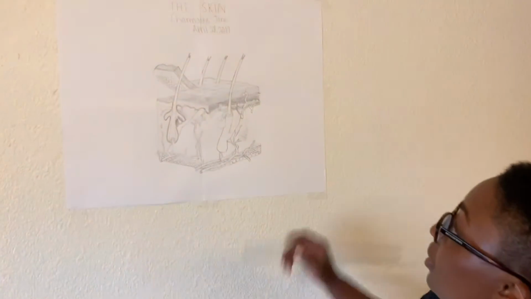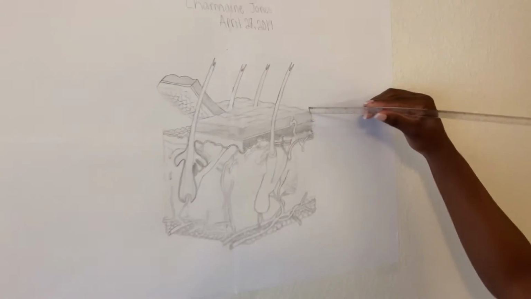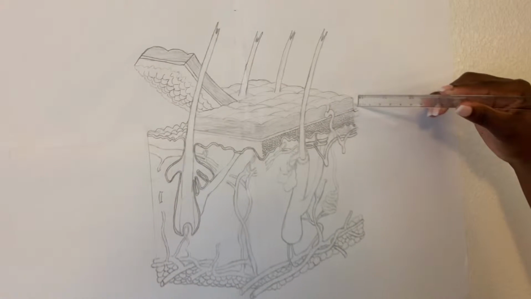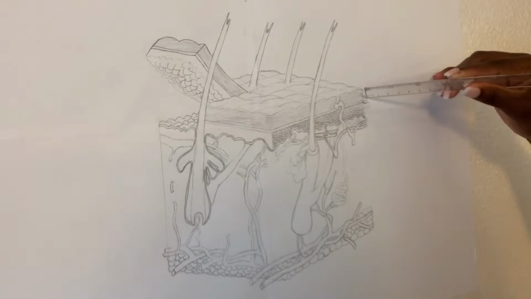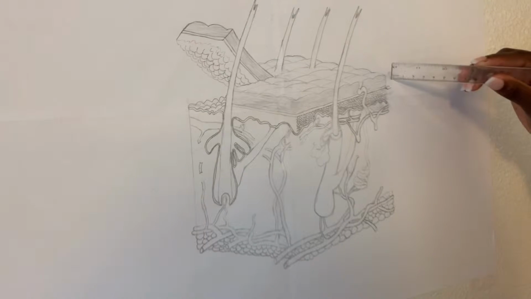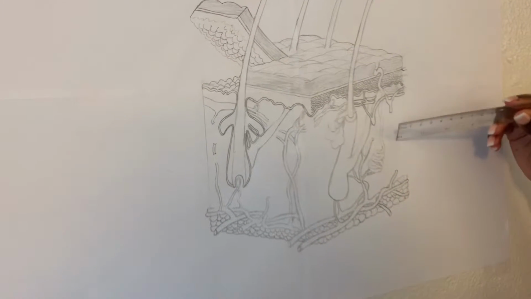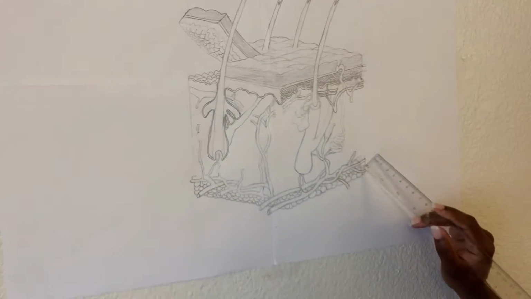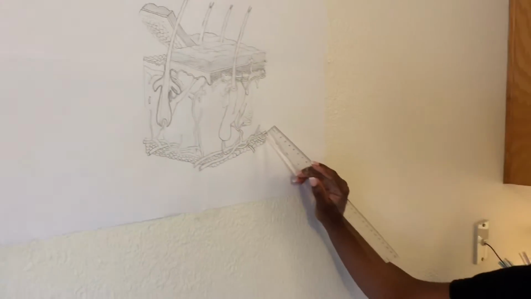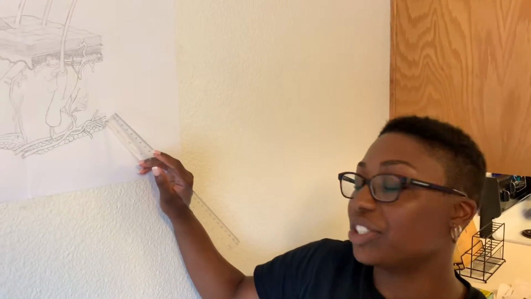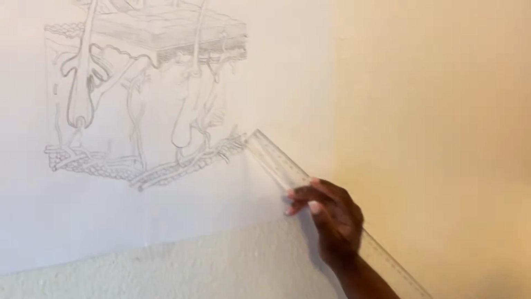Within the skin, you have the epidermis, which is the outermost layer of the skin, and is also a protective shield of the skin. You have the dermis, which is located here, and down here you have the hypodermis. The hypodermis acts as a padding and insulation for the body.